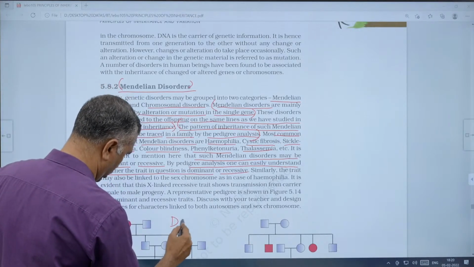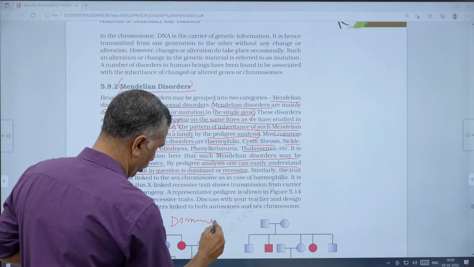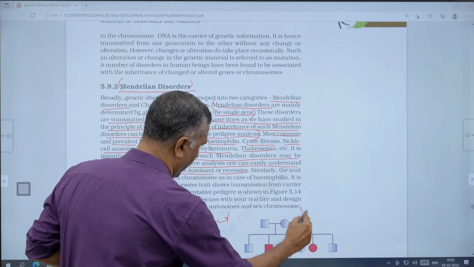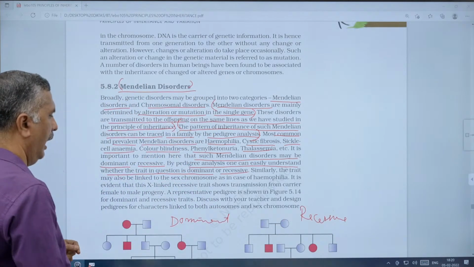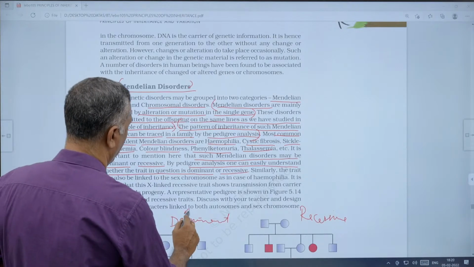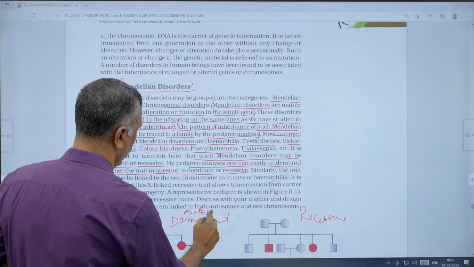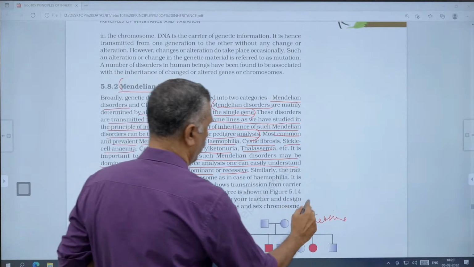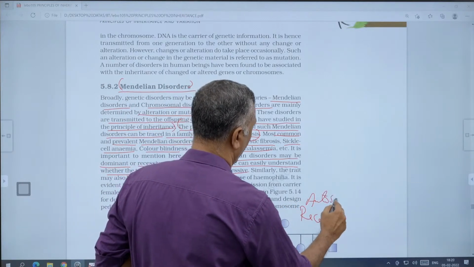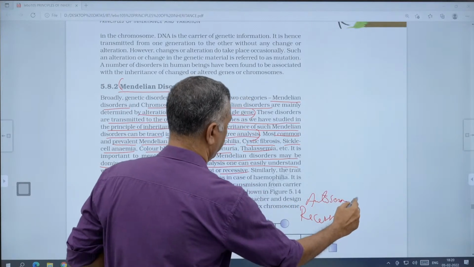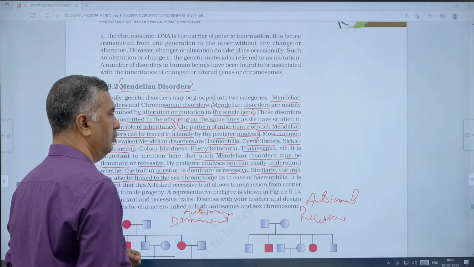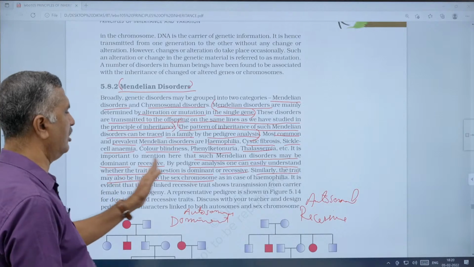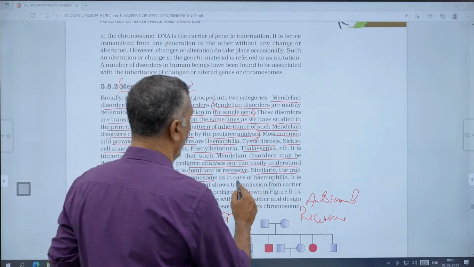This is the dominant disorder. Go through this pedigree analysis, and this one is the recessive disorder. Dominant and recessive, and it may be either autosomal dominant or autosomal recessive. Similarly, the trait may also be linked to the sex chromosome, as in the case of hemophilia.